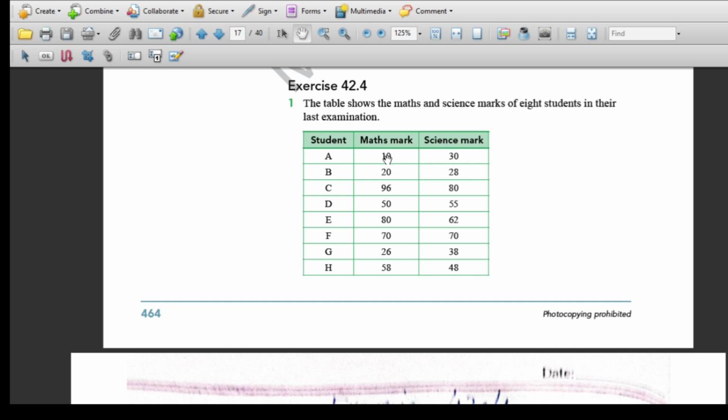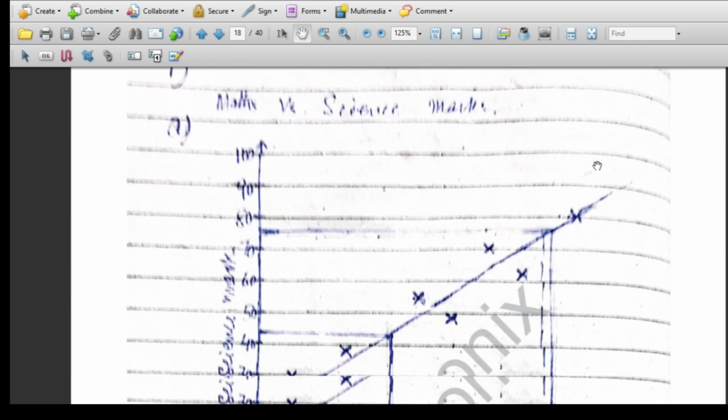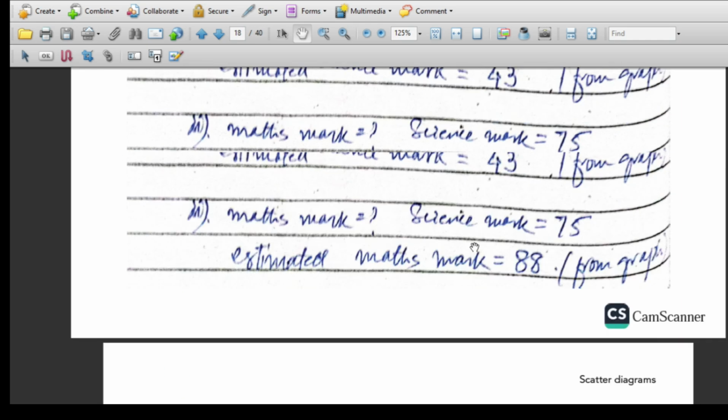So we have to plot these marks to show the results. Draw a scatter diagram to show this information with the math marks on the horizontal axis and physics marks on the vertical axis. Describe the correlation shown in the scatter diagram. Draw a line of best fit and then use this information to estimate some values. So first, draw the scatter diagram.